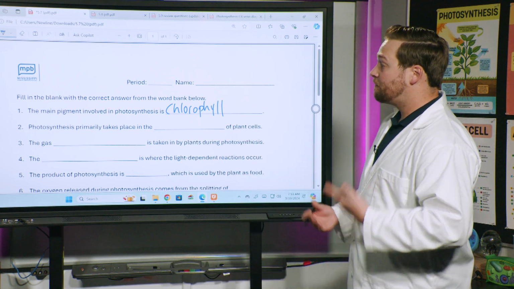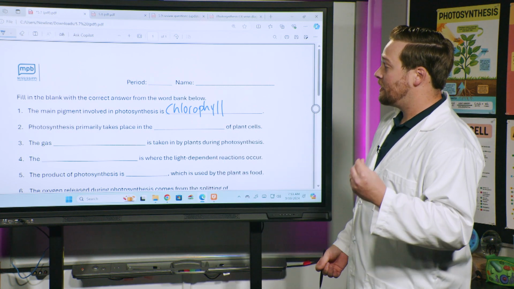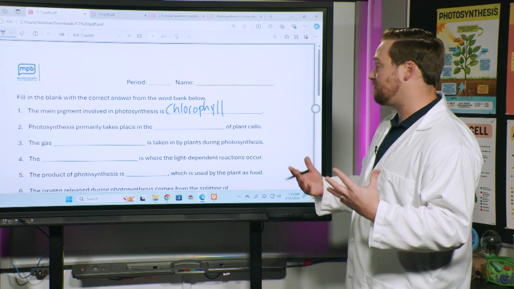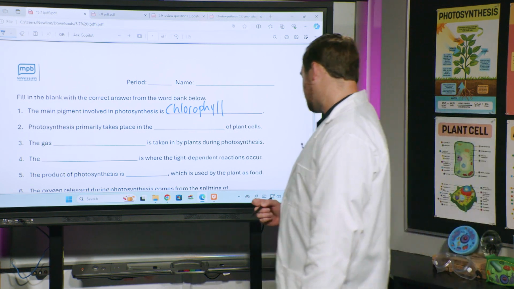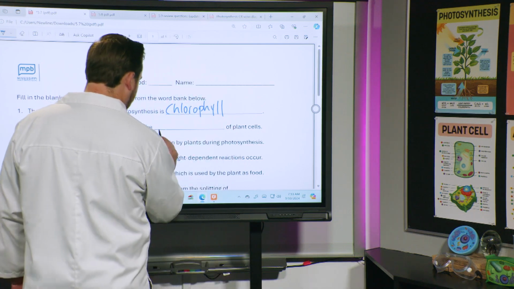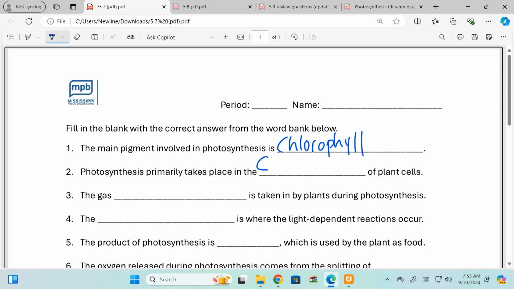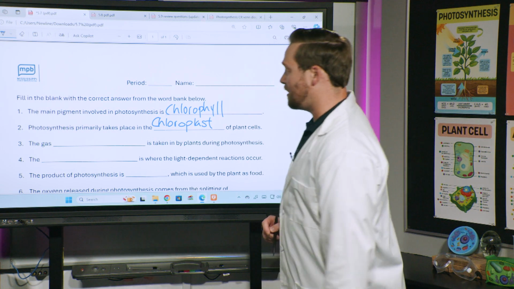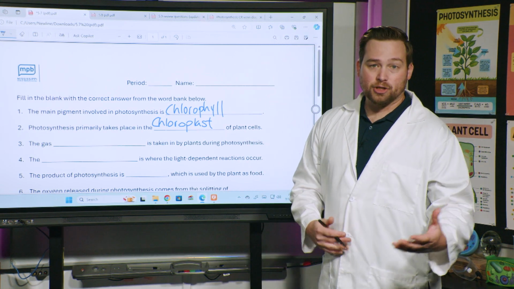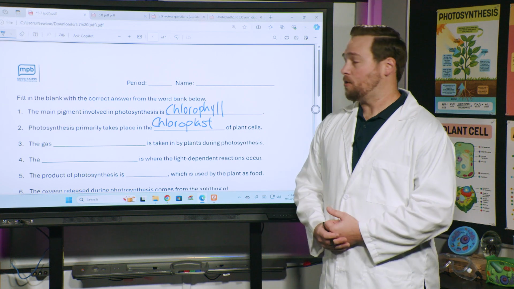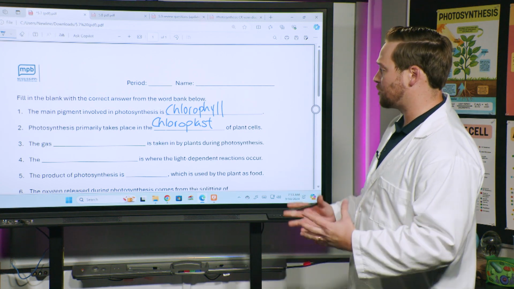So number 2, photosynthesis primarily takes place in the blank of plant cells. So what organelle does photosynthesis occur in? Kind of sounds like chloroplast. It kind of sounds like chlorophyll, sorry, this is chloroplast. This is a special organelle. It's not in animal cells, but it is in cells of plants and algae and some bacteria, that's cyanobacteria, okay? Chloroplast is a special organelle.